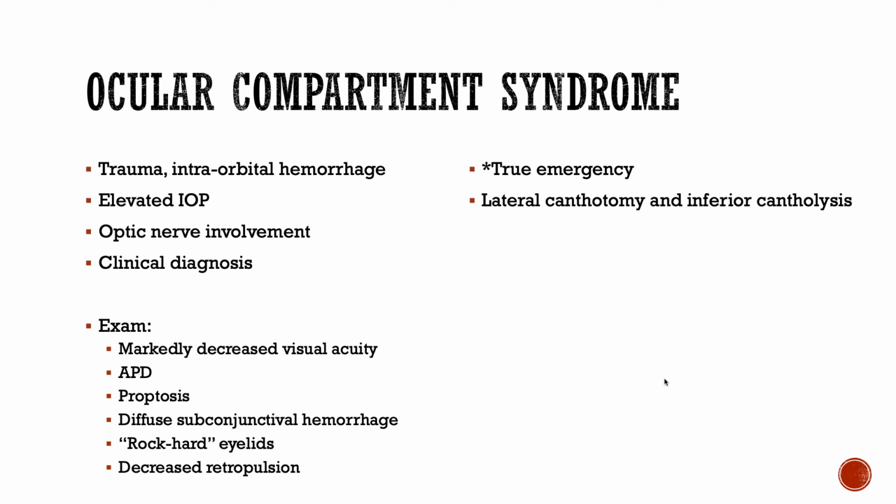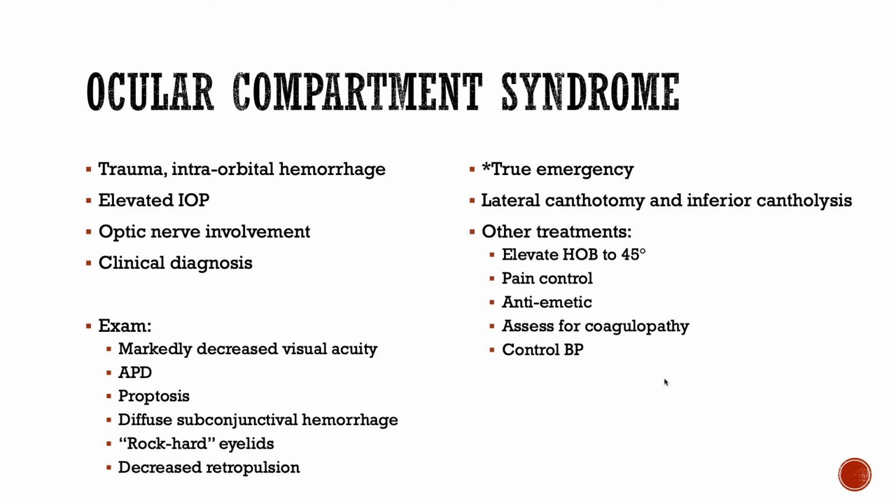This is where you would want to do a lateral canthotomy along the eye, as well as an inferior cantholysis. And this procedure should not be delayed for imaging, so waiting for a CT. If you're worried about ocular compartment syndrome, this is one where you would just do the procedure and then get the CT or the imaging done later. If ophthalmology is in-house and can come quickly, then that also can be an option. But we'll briefly go over the procedure here.